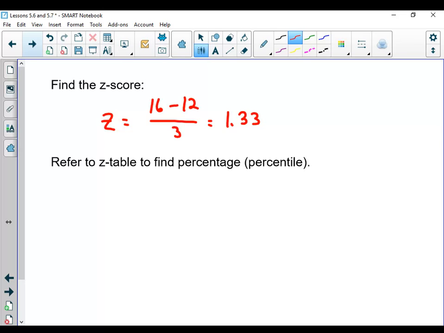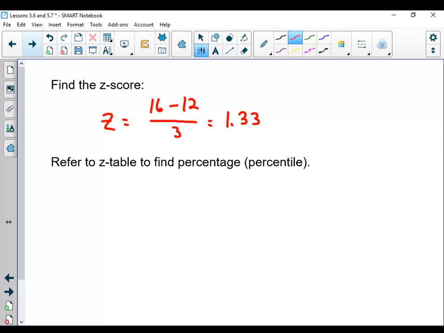Notice this is labeled with z, so everything on the outside is referring to the z-score itself. The numbers over here are the first digit or the first decimal place of the z-score. These numbers up here are the second digit or the second decimal place of the z-score. So for instance, if I were looking at 0.23 as a z-score, I go to 0.2, and then I go over to 0.03, and where those two things cross actually gives me my percentile.